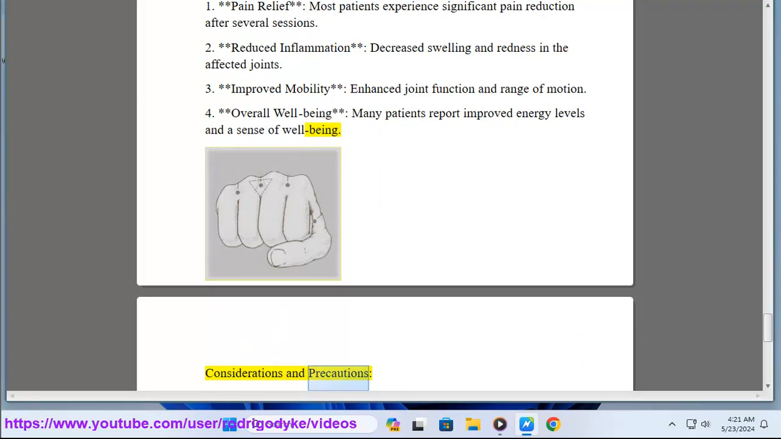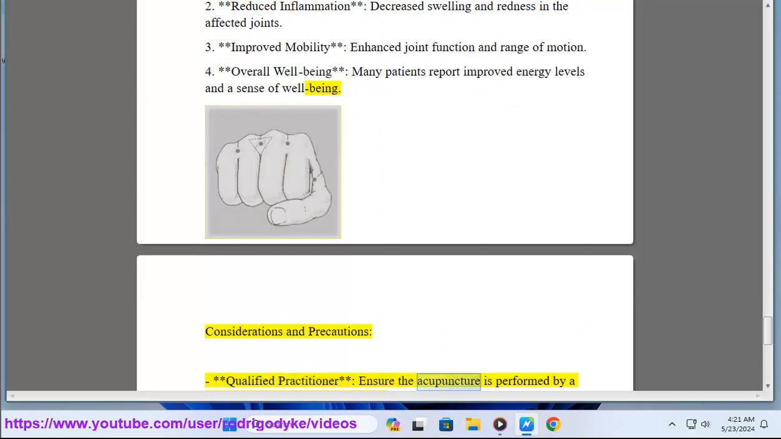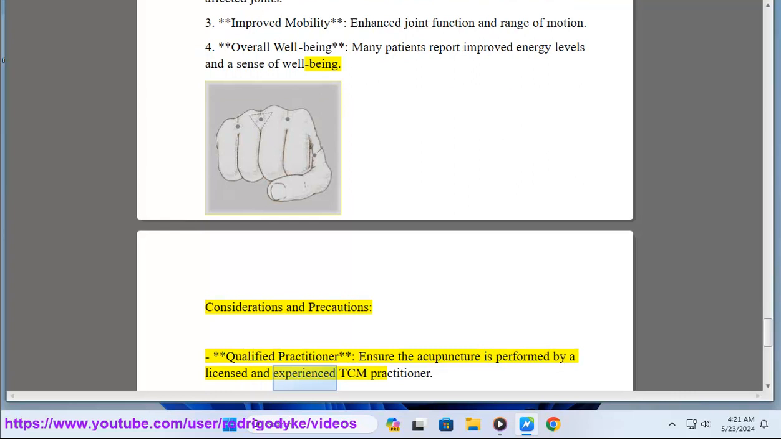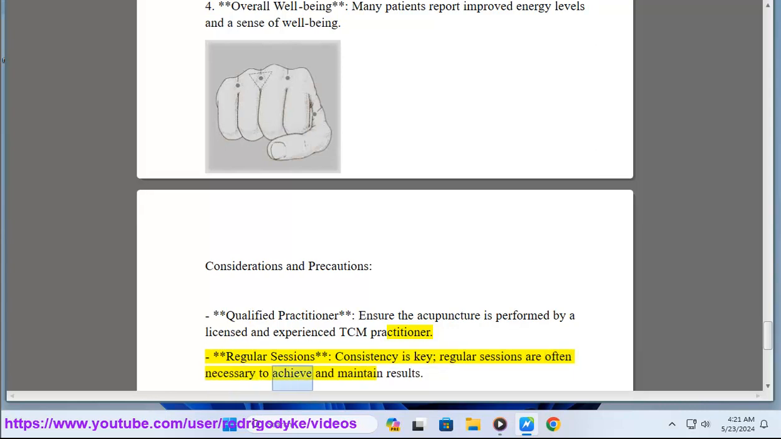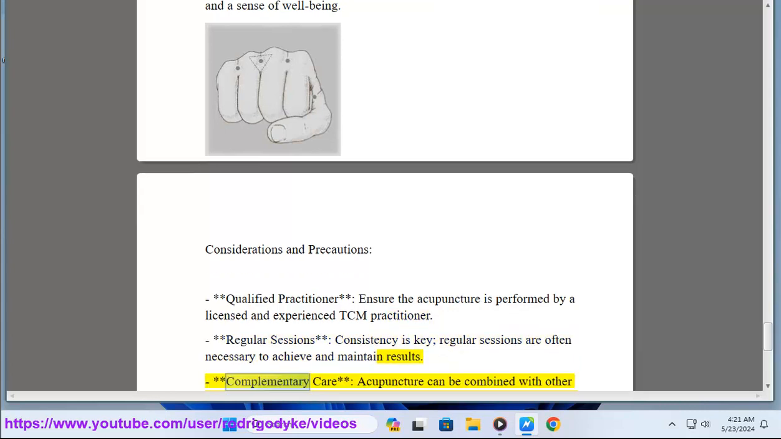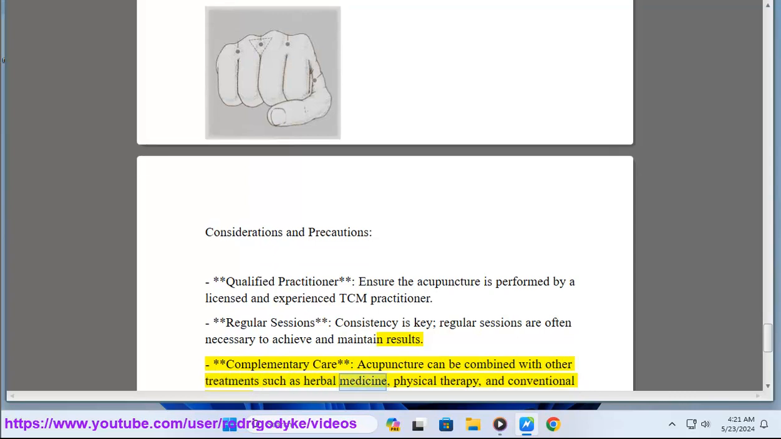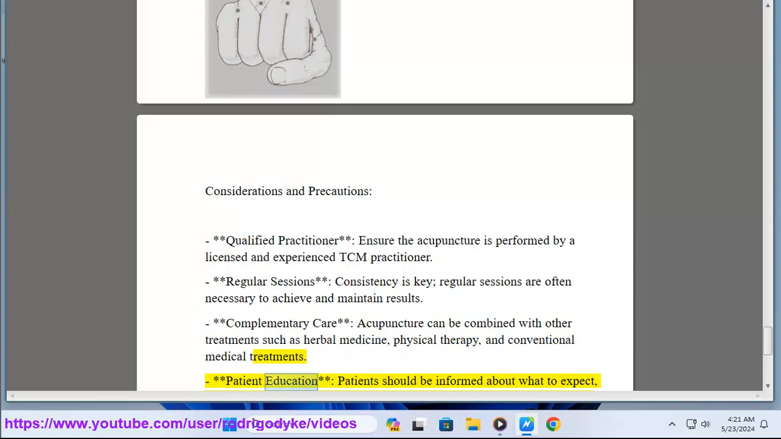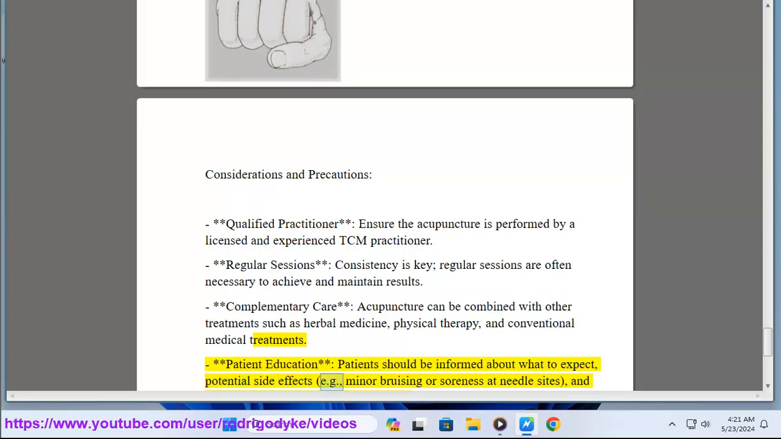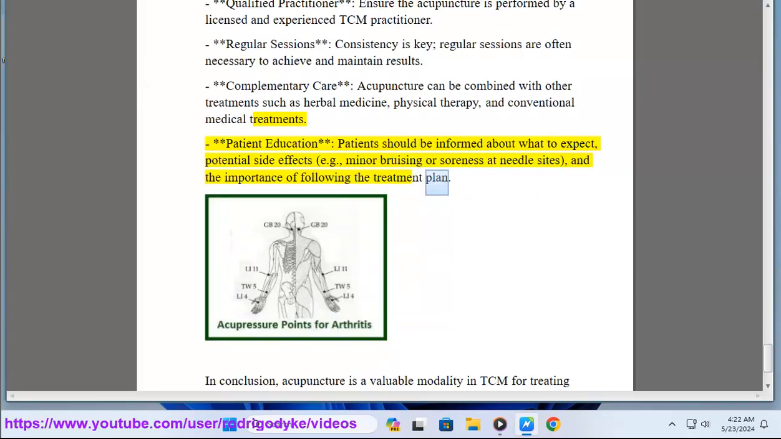Considerations and precautions. Qualified practitioner: ensure the acupuncture is performed by a licensed and experienced TCM practitioner. Regular sessions: consistency is key, regular sessions are often necessary to achieve and maintain results. Complementary care: acupuncture can be combined with other treatments such as herbal medicine, physical therapy, and conventional medical treatments. Patient education: patients should be informed about what to expect, potential side effects, for example minor bruising or soreness at needle sites, and the importance of following the treatment plan.